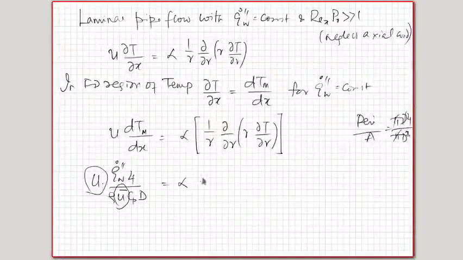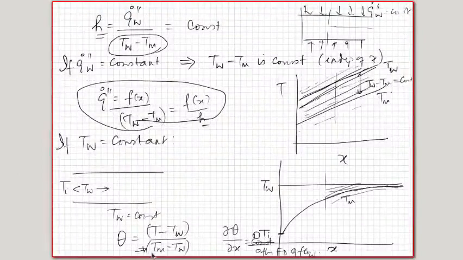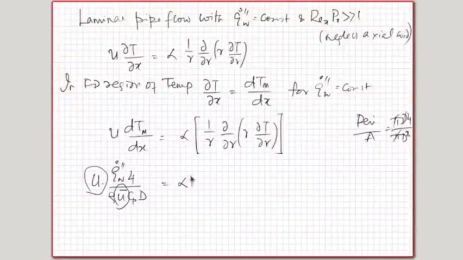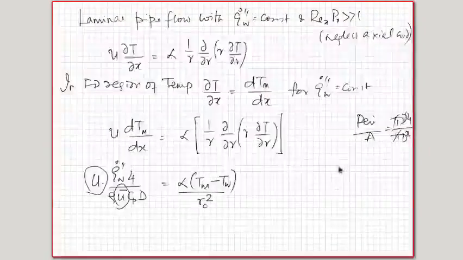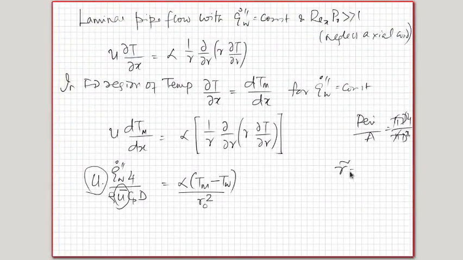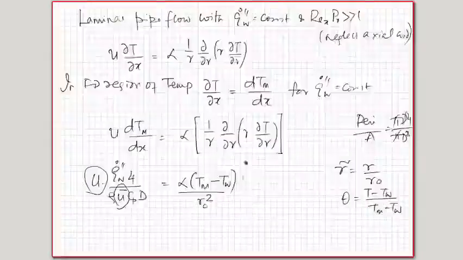This is equal to alpha times, and if I normalize this side with respect to what I wrote here, so (T minus T wall) by (T mean minus T wall), then I'll get a (T mean minus T wall) out here, and I'll get an r naught square out here. If I normalize r with respect to r naught, then actually if I say r tilde is r by r naught, and theta is equal to (T minus T wall) divided by (T mean minus T wall), okay, I can put that into this expression.